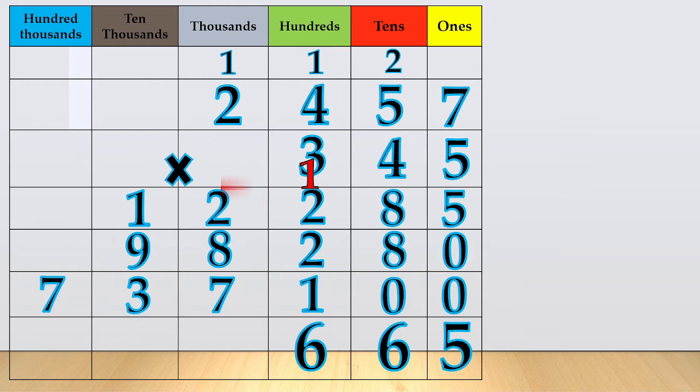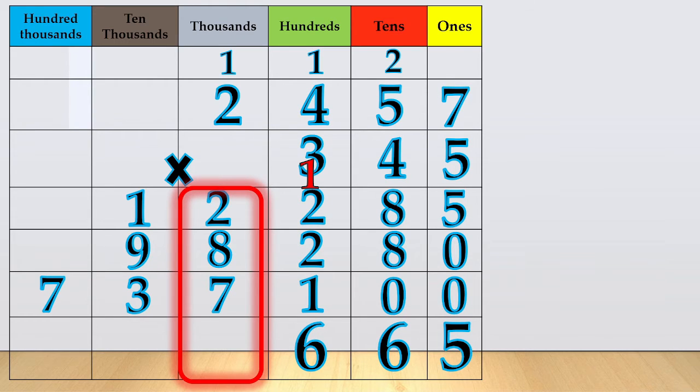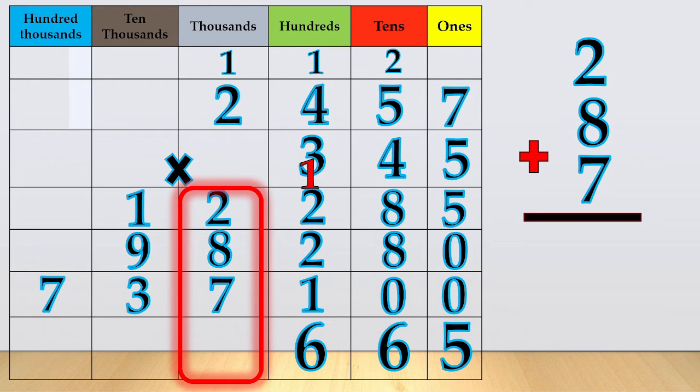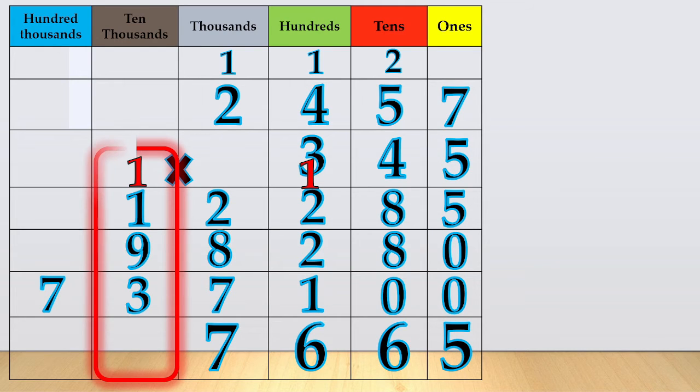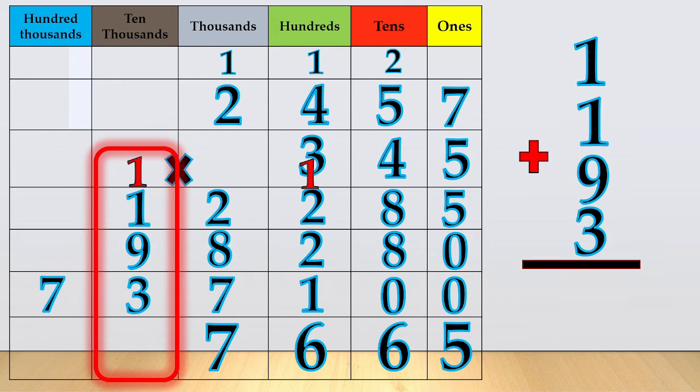We're going to add 2 plus 8 plus 7. 2 plus 8 plus 7 is equal to 17, which we regroup as 1 ten thousand and 7 thousands. Now, we are going to add 1 plus 1 plus 9 plus 3 is equal to 14, which we regroup as 1 hundred thousand and 4 ten thousands.